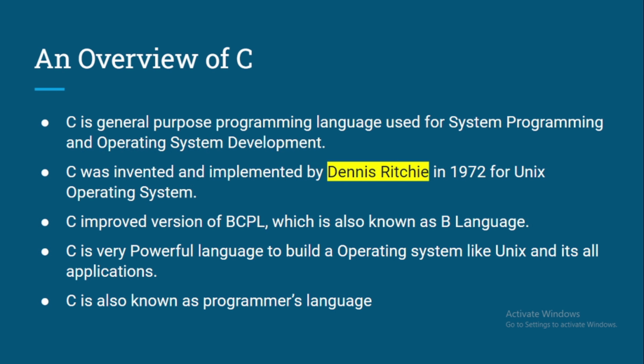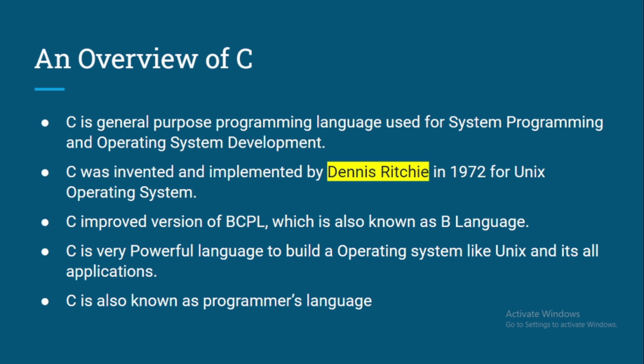So in an overview of C, C is a general purpose programming language, which means it is used to create software. It could be a desktop application or a server based application. So that kind of program or software we build using the C programming language, right? Mainly it is used for system programming and operating system development, right?